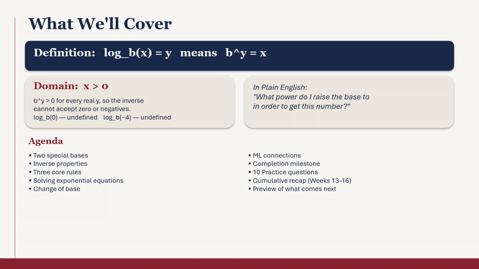So when you invert exponentiation, the inputs to the inverse are exactly the outputs of b to the y, positives only. Log base b of 0 has no real value. Log base b of negative 4 has no real value. They are outside the domain. This domain restriction is not a side note. It will dominate the rest of the week.